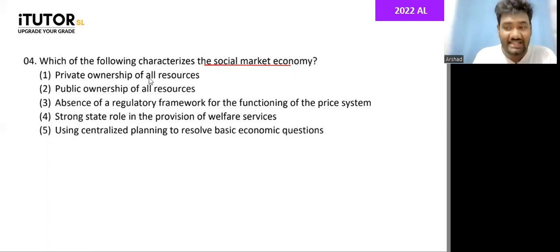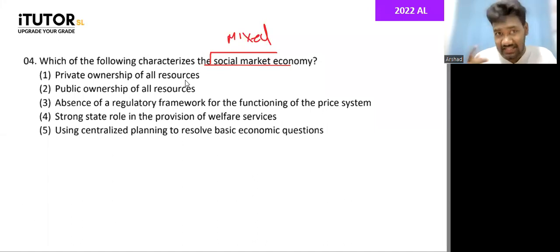So we'll just see, guys. Yes, I gave you all Sweden as an example. Option: private ownership of all resources. Think now. Social market economy is a category of a mixed economy. Can you say there is private ownership of all resources? Even Sri Lanka is similar to a social market. Not everything is privately owned.